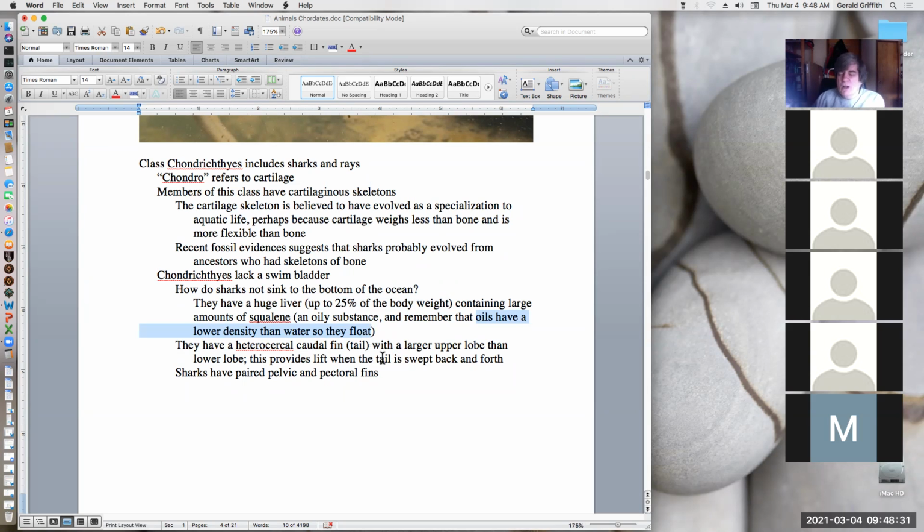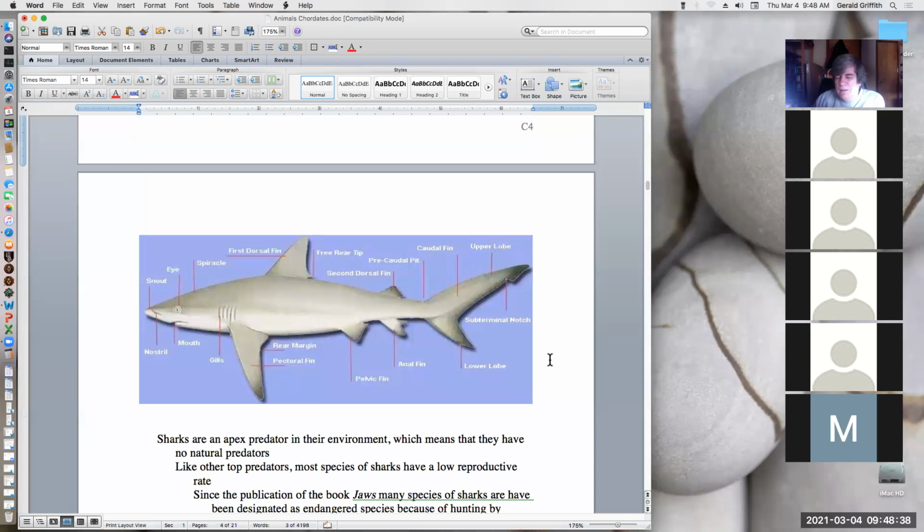They also have something called a heterocercal tail, or technically it's called their caudal fin. So here's a diagram of a shark. Their tail is a heterocercal tail. We know that hetero, like heterozygous, always means different. So this heterocercal tail has a larger upper lobe than lower lobe. And because of this larger upper lobe, when the shark waves its tail back and forth in the water, this helps the shark to stay afloat.